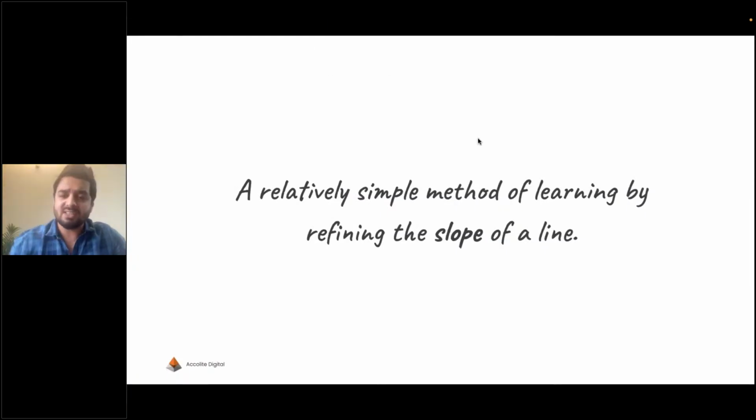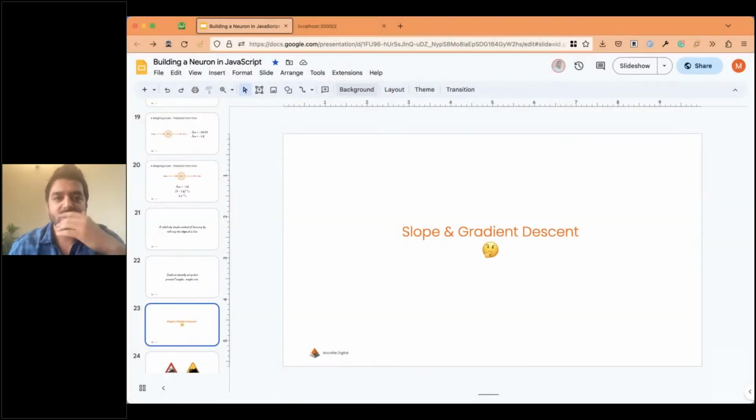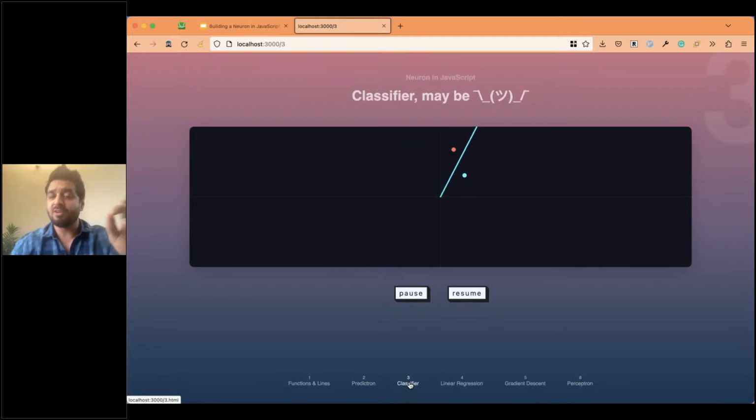What we did here was a simple method of learning by refining the slope of the line. I know the slope of the line has come into the picture now, but could we classify using this process? Maybe, maybe not. I want to show you the classification example as well, because at this point we have corrected an error for 1 point, which is this blue dot. What if we have 2 points in the space and we want to reduce the error between those 2 points? This is a very simple example, which is an extension of what we did in this bit.